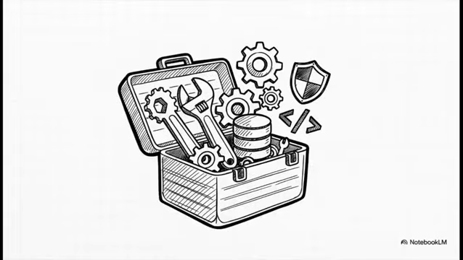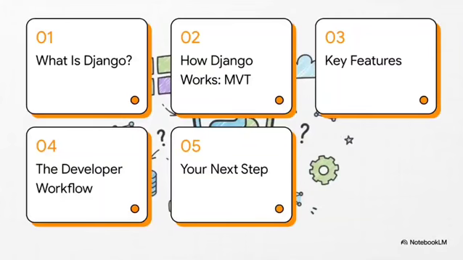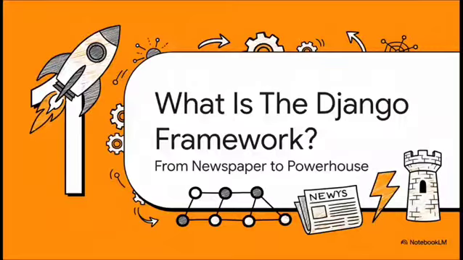And its whole philosophy, its core idea, is that it's batteries included. And that's not just a cute phrase. It means it comes packed with almost everything you need right out of the box. So here's our game plan for this explainer. We'll start with what Django is, then we'll pop the hood and see how it works with its MVT architecture. After that, we'll cover its absolute standout features, see what the day-to-day workflow actually looks like for a developer, and then get you pointed in the right direction for your next step. Okay, let's dive right in.